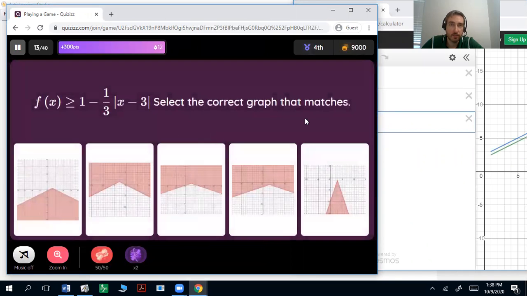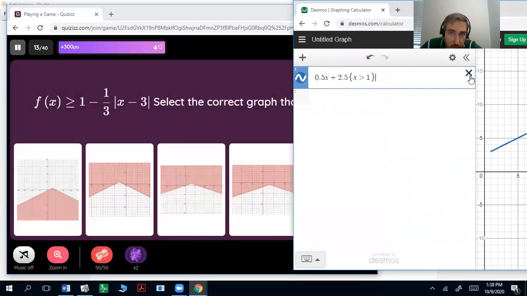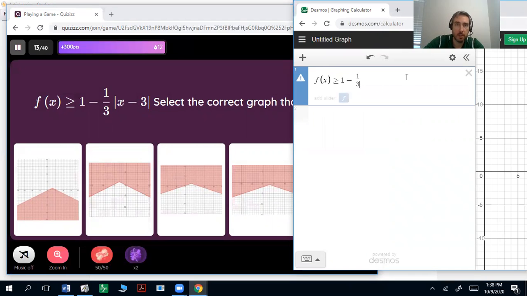And I'm catching up. All right. f(x) is greater than or equal to 1 minus 1/3 |x minus 3|. Select the correct graph. Of course, we're just going to graph that. f(x) is greater than, you get the greater than with shift period, and then hit equal. And then you do 1 minus 1 divided by 3, right arrow, shift, absolute value is right above enter, shift the vertical bar, and then you do x minus 3, close it up.